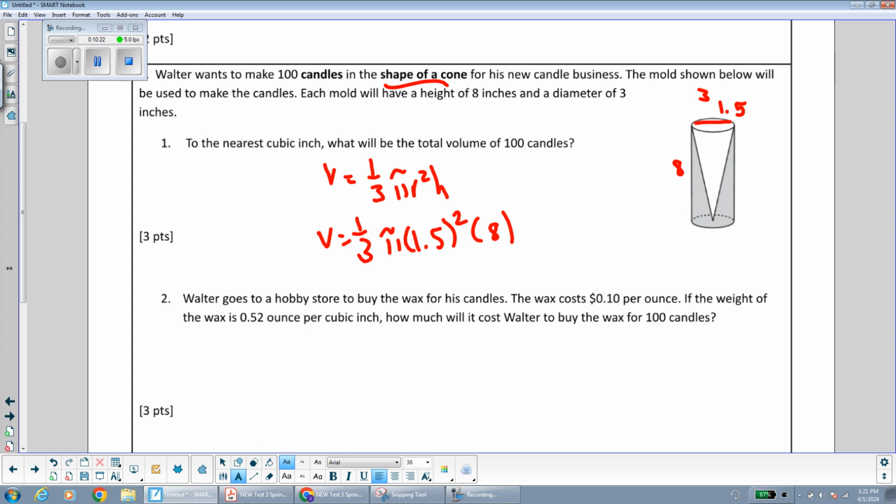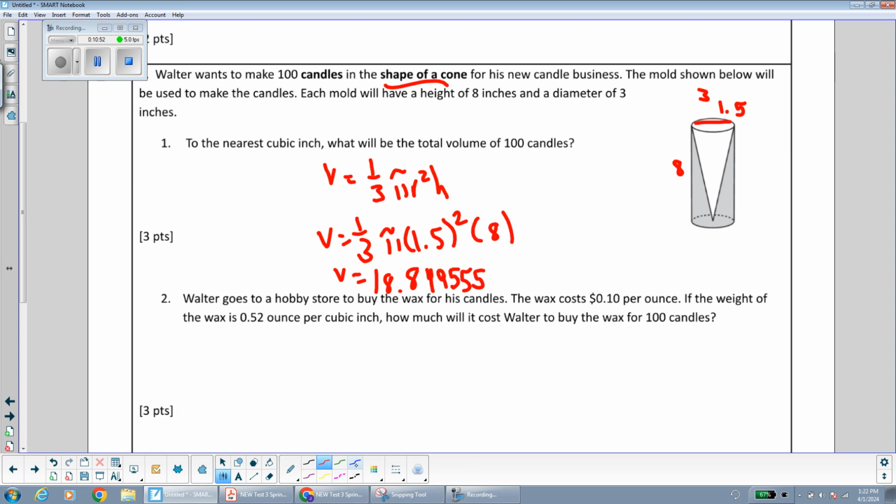Let's put this into my calculator. I'm going to type in 1/3 pi 1.5 squared times 8. And I get a number, and I'm just going to write a couple decimals, but I'm not going to get rid of it from my calculator yet, because it's not my final answer. Remember, do not round early. It will change your answer.